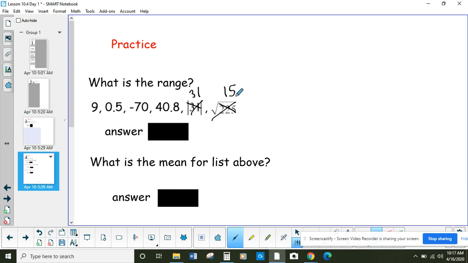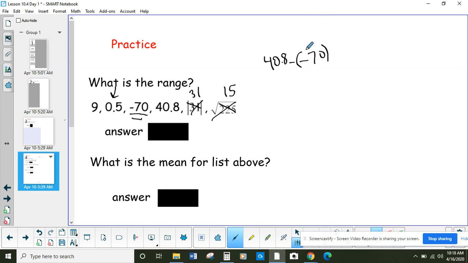So now we can find the range. The smallest number, I hope you remember that negatives are smaller than positives. So negative 70 is smaller than 0.5. Smallest number is negative 70. Largest number is 40 and 8/10. And to get range, we subtract the smallest from the largest.